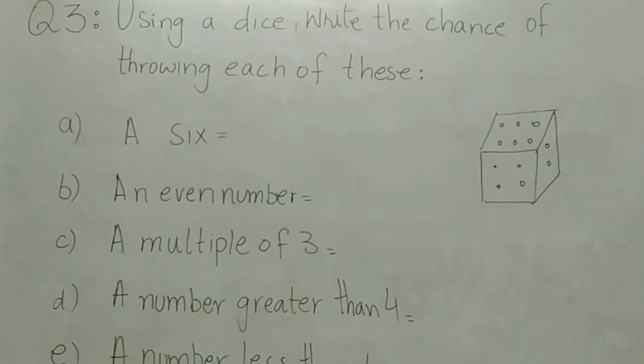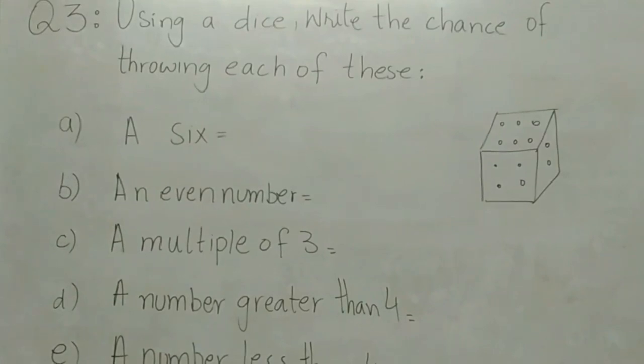So if using a dice, write the chance of throwing each of these. A part is a 6. As you know, in dice there are 6 sides. So 6 will come only one time out of 6. So we can write in fraction 1/6, or more chances of 6 to come. So we write more chance.